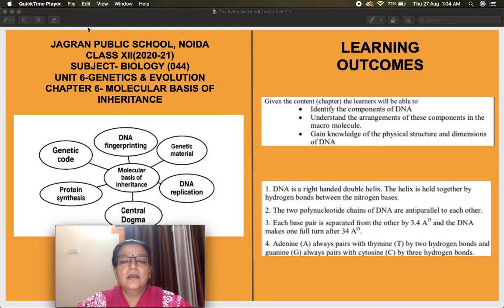You will also learn how the two polynucleotide chains of DNA are arranged in an anti-parallel fashion. Each base pair is separated from the next by 3.4 angstrom, and the DNA makes one full turn about every 34 angstrom. Adenine (A) always pairs with thymine (T) by 2 hydrogen bonds, and guanine (G) always pairs with cytosine (C) by 3 hydrogen bonds. These are the focal points of today's class on the structure of DNA as the molecular basis of inheritance.